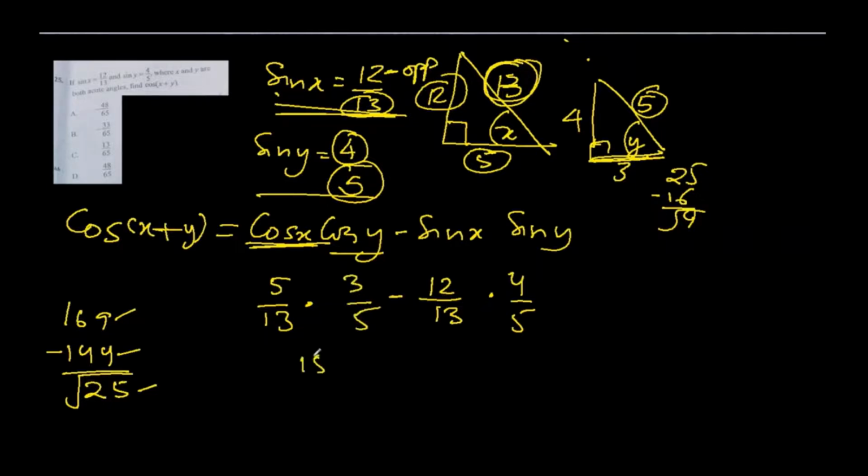So it becomes 15 over 65. I'm not cancelling anything because they must have the same denominator, and right now they have the same denominator. It is 48. Yeah, so 15 over 65 minus 48 over 65 will be minus 33 over 65, and I don't think anything is cancelling it. So minus 33 over 65 is B.